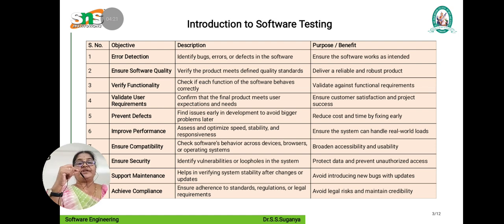Next is ensuring security. The security is ensured by identifying the difficulties or any loopholes in the system. We have to identify them early in order to ensure that the product has been given proper security or not.